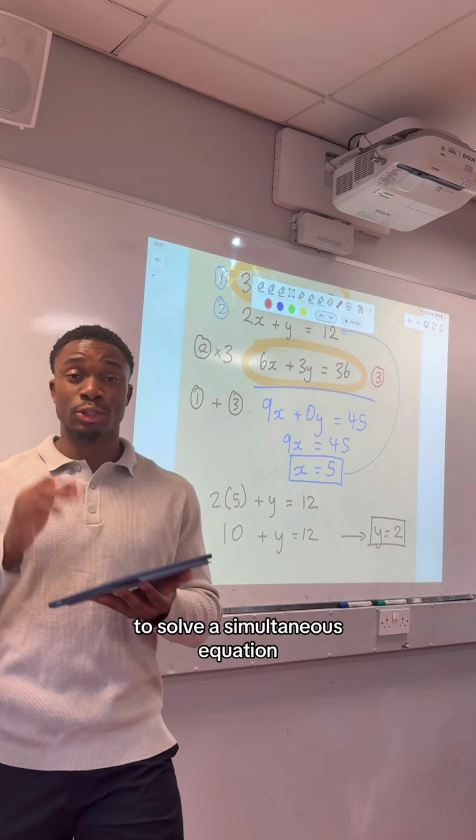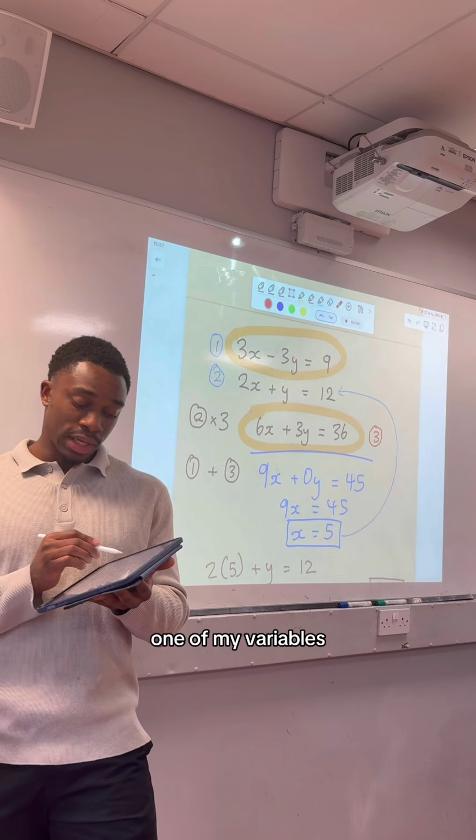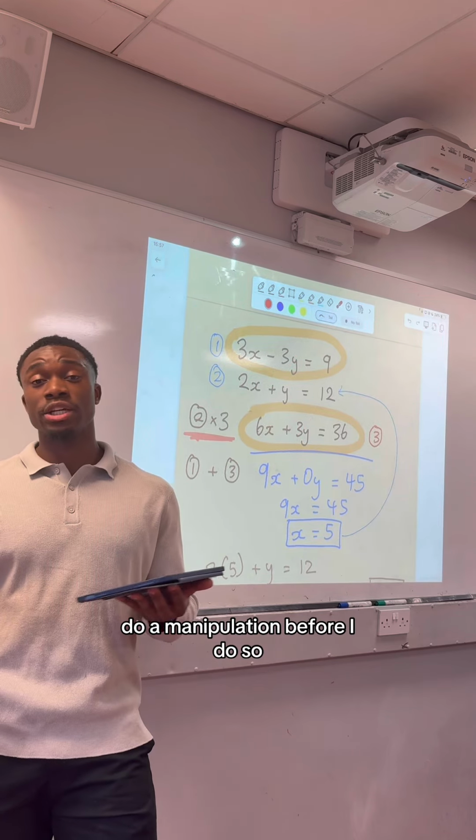So just to clarify, to solve simultaneous equations, I first need to eliminate one of my variables, and sometimes I need to do a manipulation before I do so.